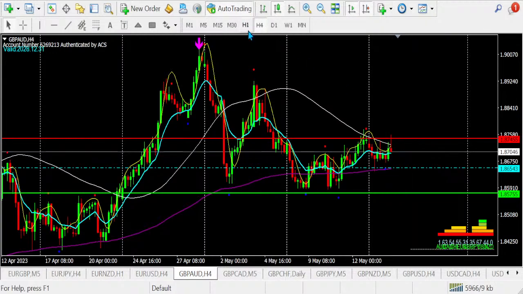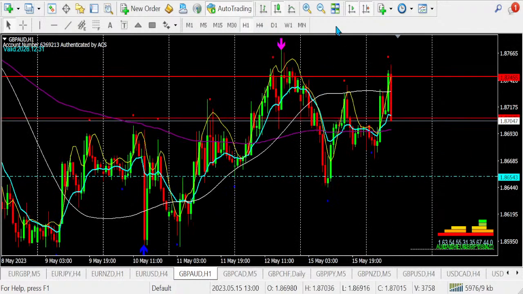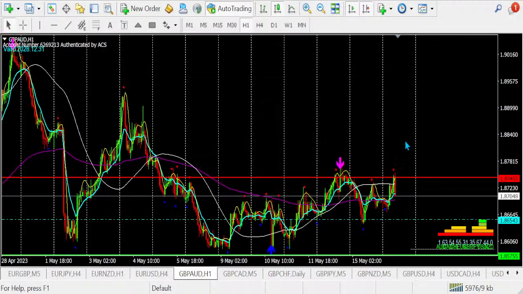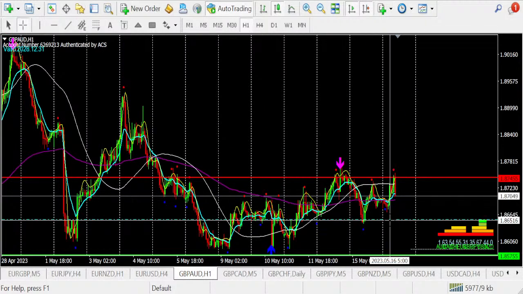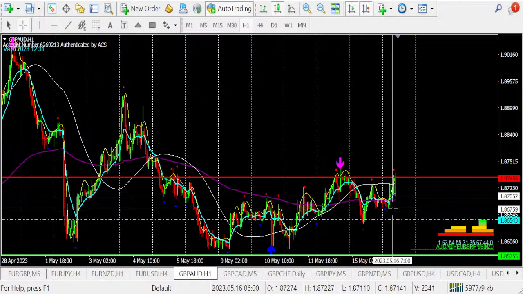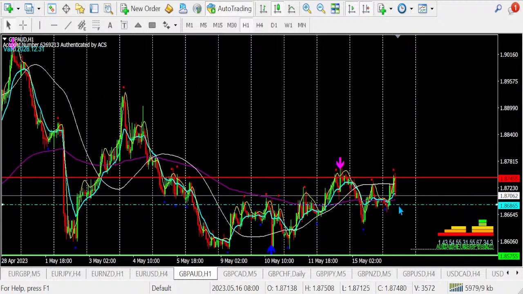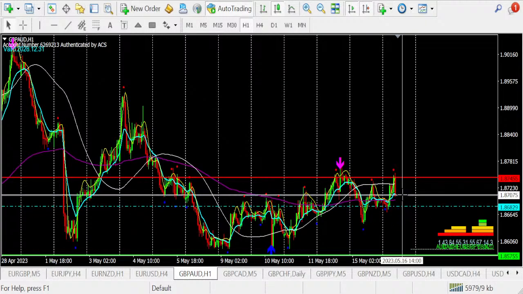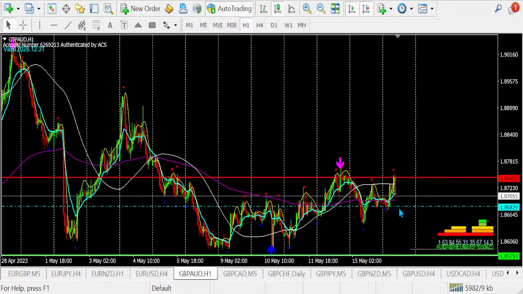But the thing is that we have to take note of this area here, right? So there's a support here. Okay, so there's one here as well. So we can see that there's one area here. So we have about another 25 pips to go. So in these 25 pips, we can see that there will be a good chance that the selling is coming.